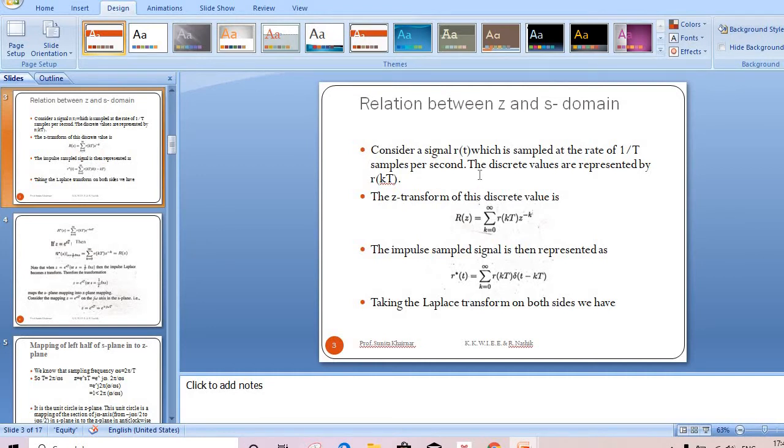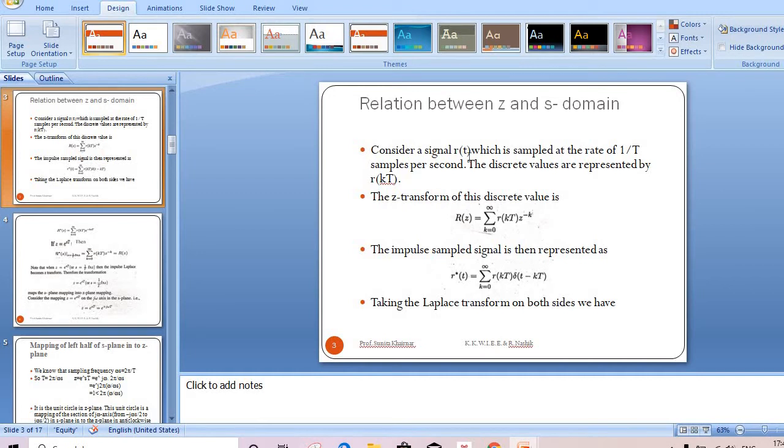Consider a signal R of t which is sampled at the rate of 1 upon T samples per second. The discrete values are represented by R of kT. The Z transform of this discrete value is R of Z equal to summation R of kT into Z raised to minus k, where k has limit 0 to infinity. So this is by definition of Z transform.